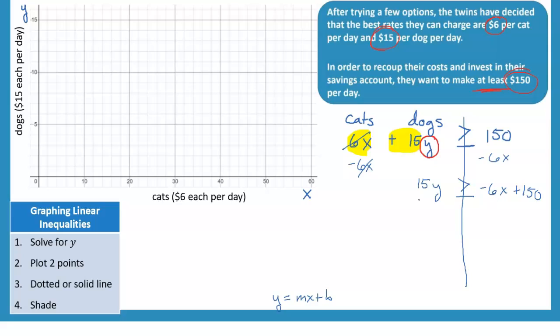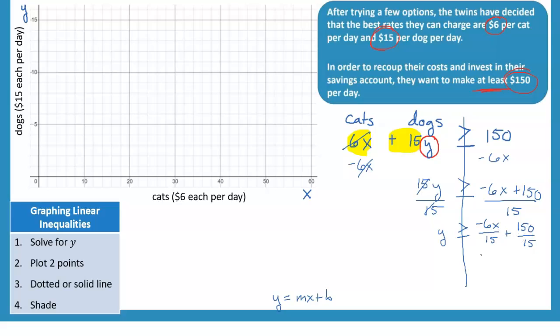And then our last step to get y by itself, we're going to divide both sides by 15. On the left side, we're left with y. We divide by a positive number, so we don't flip the sign. And now I'm going to split this out into two terms. Take the denominator with me. So we have negative 6x over 15. And then we also have 150 over 15.